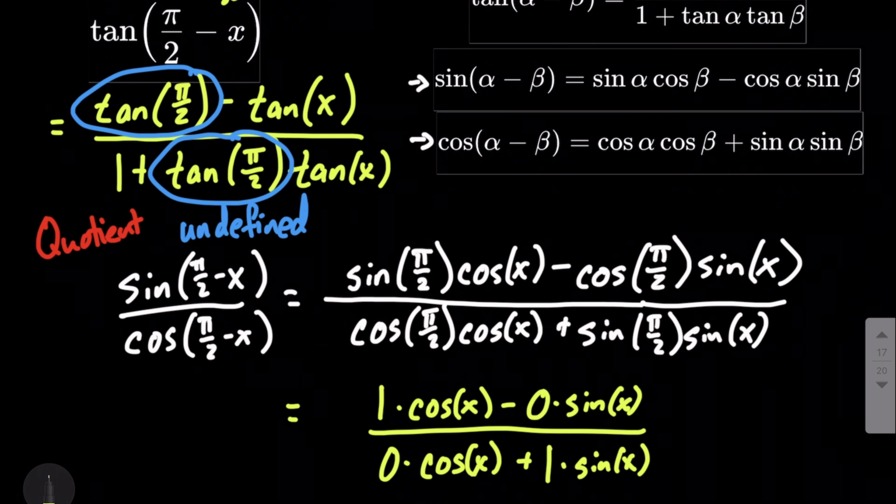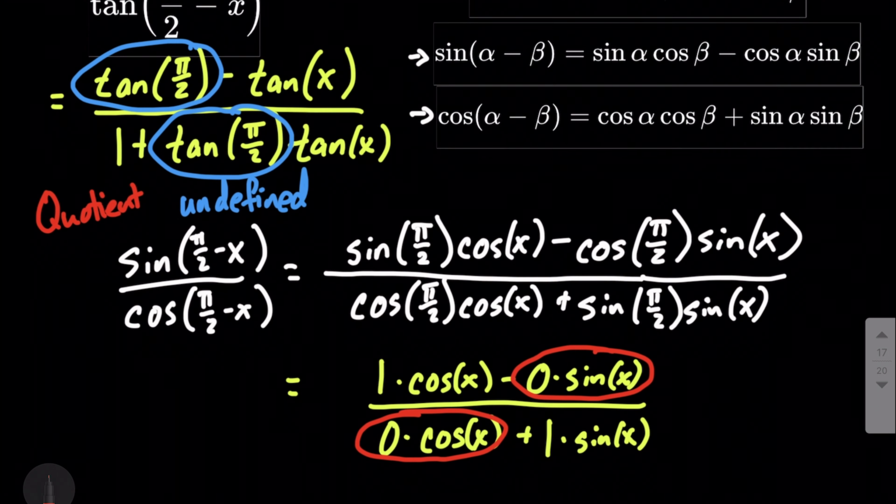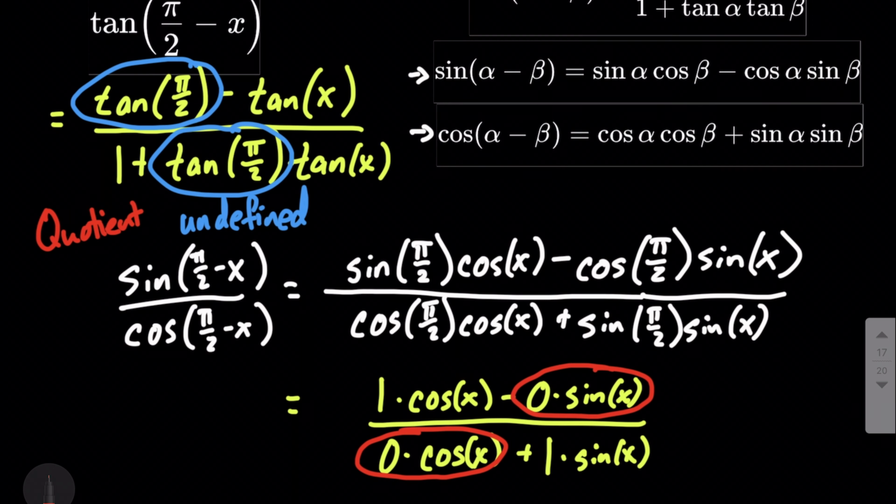So in looking at this, wherever we have a 0 multiplied by something, like right here, that's going to go away, right? 0 times anything makes 0. 0 times cosine is going to make a 0 down here as well. So what are we going to be left with? Well, we're left with cosine of x times 1, which is cosine of x, over 1 times sine of x, which is sine of x.